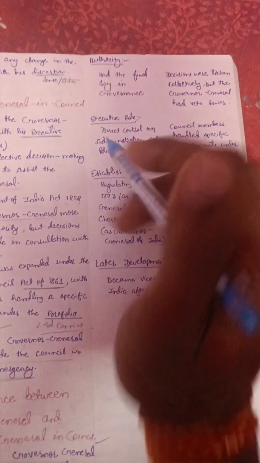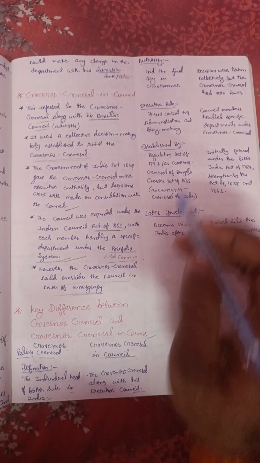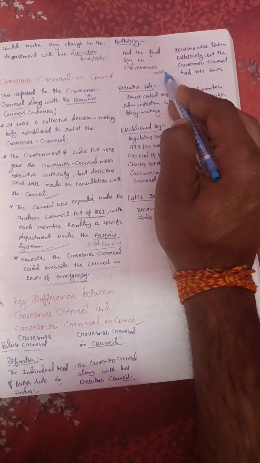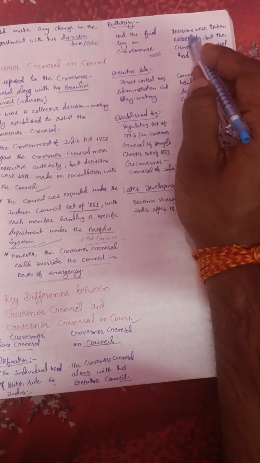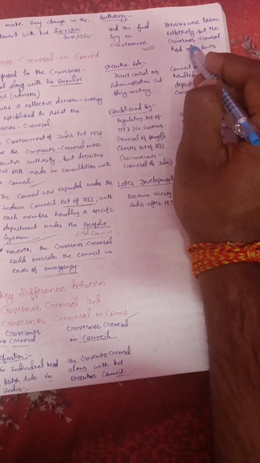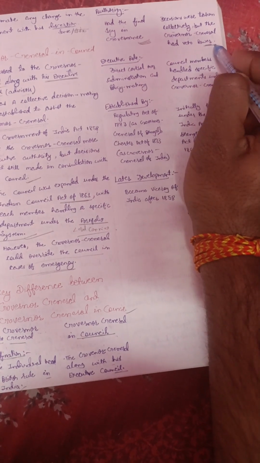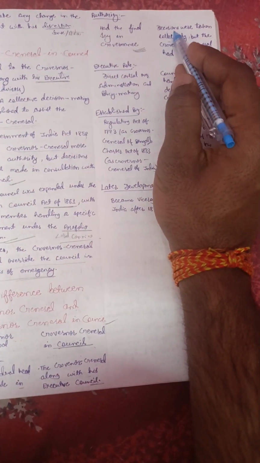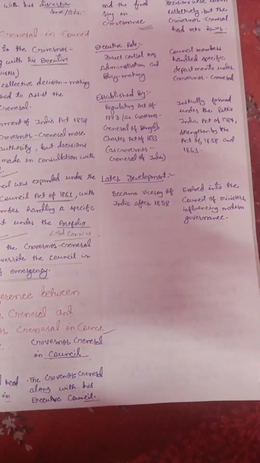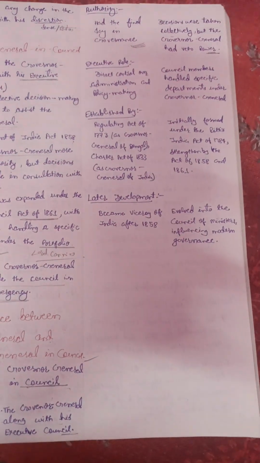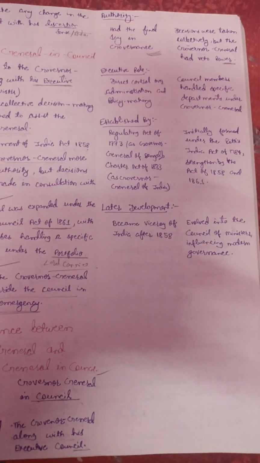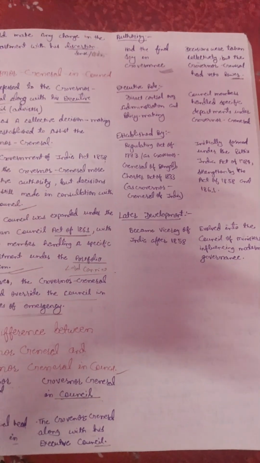Let's talk about authority. The Governor General had the final say in governance, and decisions were taken in the Governor General's Council. Decisions were taken collectively, but the Governor General had veto power again. Though the right of decision making was given to the Governor General in Council, the veto power was supreme. So it was just a type of illusion of giving a say, to consult Indians.